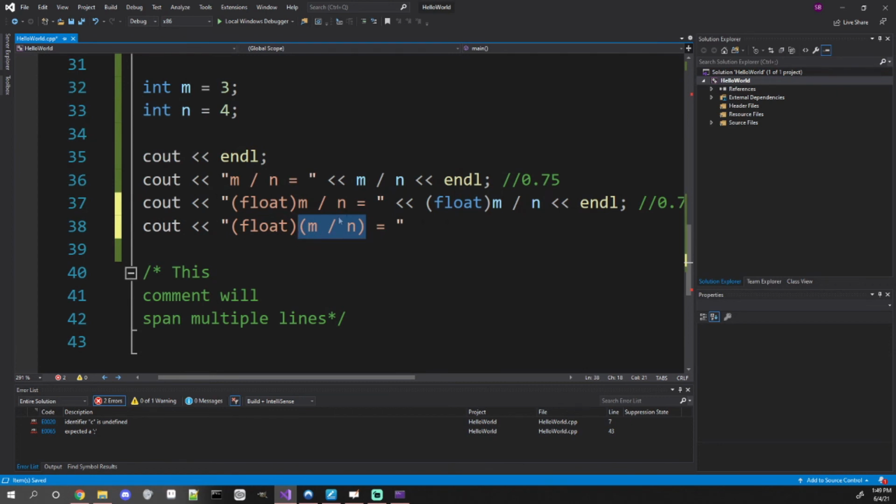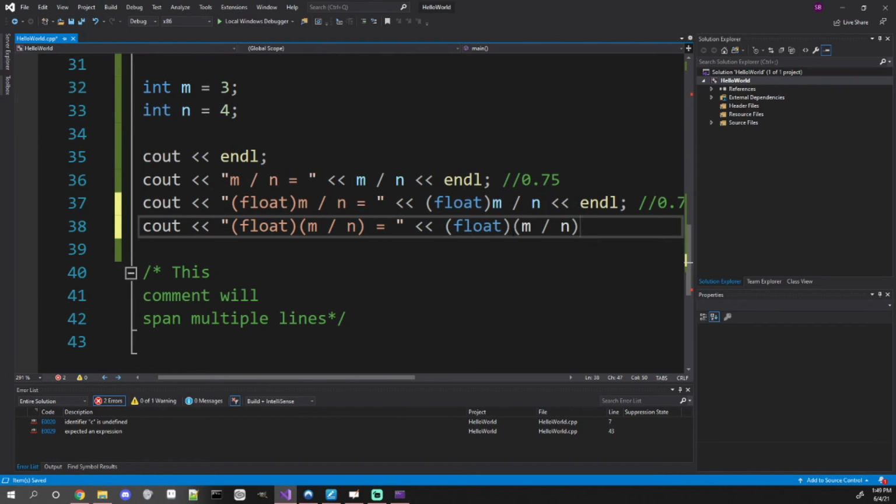So I know I did say casting comes before the parentheses anyways, but it kind of depends. If there's an operation that still needs to be performed in the parentheses, it will do it first. So this will do m divided by n, and then it will cast with a float afterwards. And we'll just type that out. So let me just copy and paste it. I think that's easier.